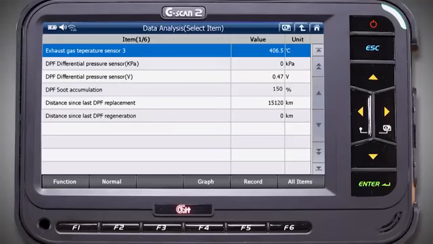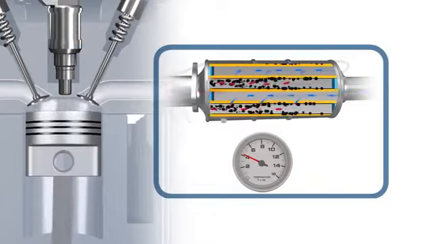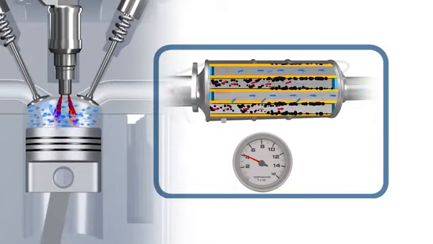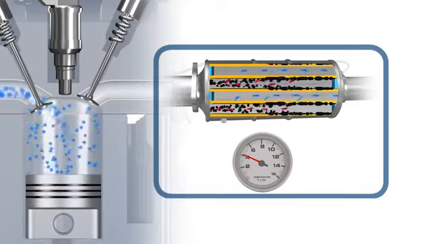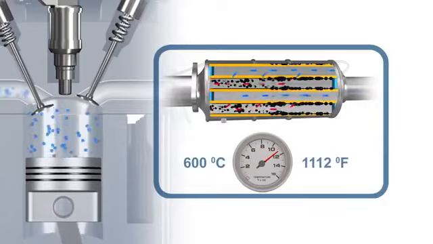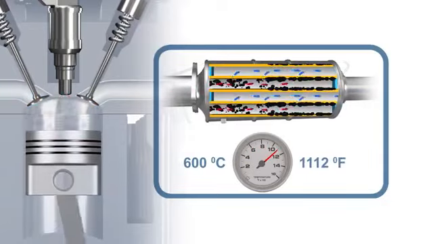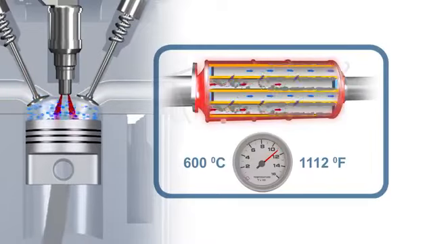Service regenerations must be instigated using a scan tool. During a service regeneration, extra fuel can be added in the form of post-injection pulses. This increases the exhaust gas temperature, creating extremely hot temperatures of around 600 degrees Celsius or 1112 degrees Fahrenheit to enable the particulates to burn off.